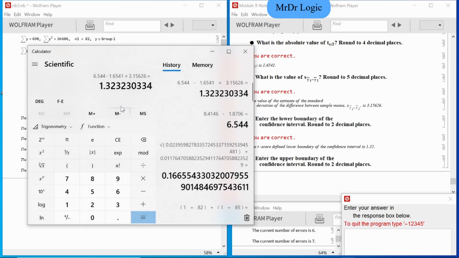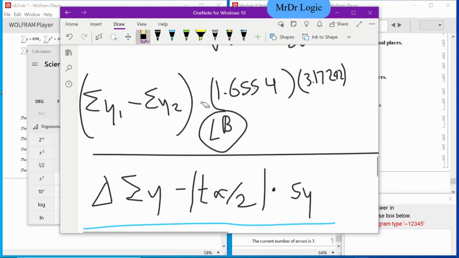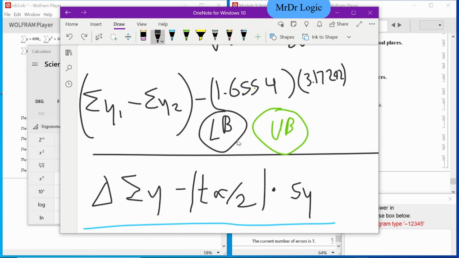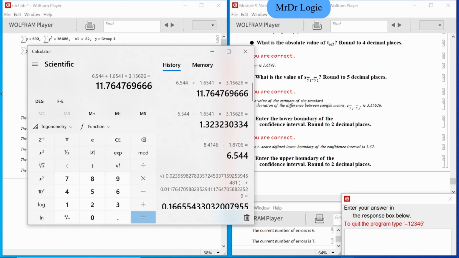And then the reverse is going to happen, so it's just going to be the addition. If we go back here, we're just going to remove this, and since we're looking for the upper boundary, it's just going to be plus, or UB. That's why I had it previously before, where it's like that. So if you want positive, UB, you add it. If you want negative, it's LB. But since we're looking for positive, we're just going to switch that. So we're just going to re-enter it. 8.4146 plus 1.6541 times 3.15626. And that's our final answer.